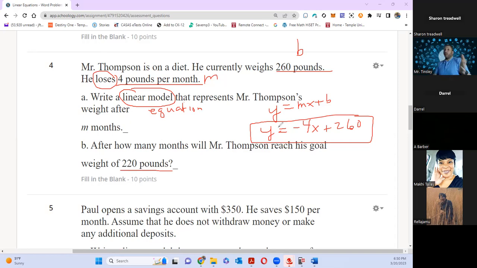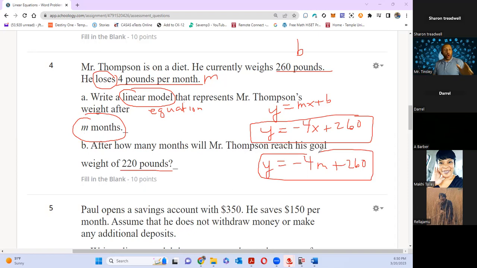All right. So anyway, we got that equation: y equals minus 4x plus 260. That's the first part of it. But the only thing that must change is they said after m months. So in this case, again, we used y equals mx plus b, but we realized that our variable that we want to use is m. So really what we want is y equals minus 4m plus 260.